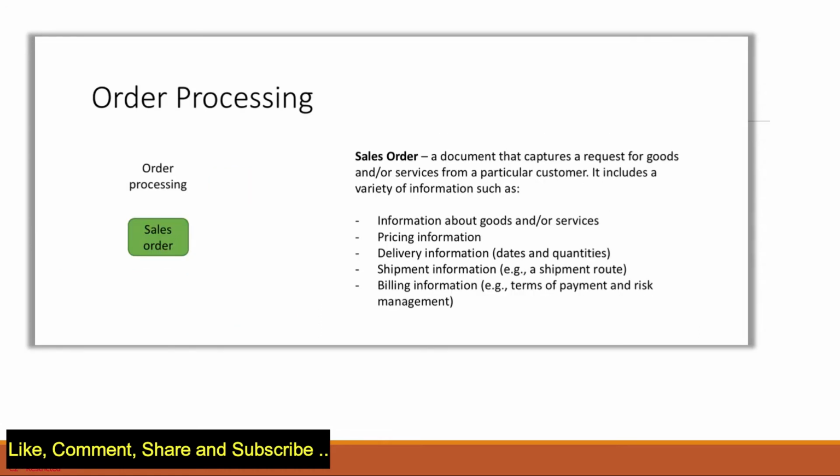Now, if we talk about order processing, we are talking about the sales order. It is a document that captures the request of goods for a particular customer. Inside the sales order, there is a lot of information about the goods and services. We have information about the pricing. We have delivery information with the dates and quantities. We have the route information, that is, from where the shipment will reach the customer, and what the route is. And we also have the billing information in terms of payment and risk management.